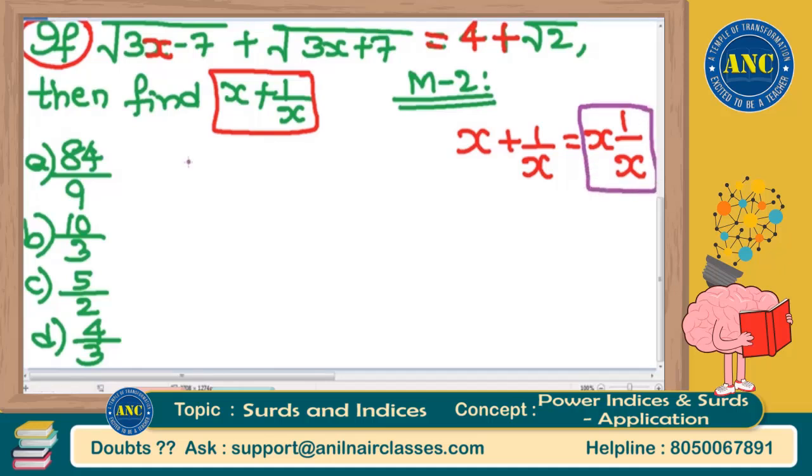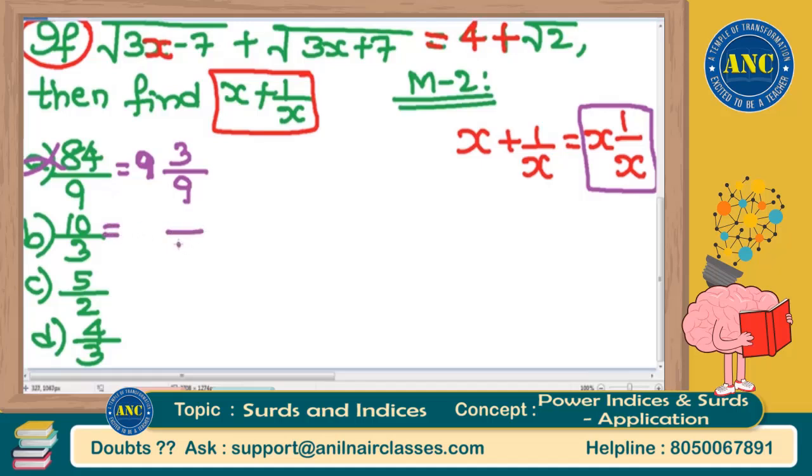Answer should be of the form x1 by x after converting to mixed fraction. 84 by 9: 9 into 9 is 81, so it is 9 3 by 9, which is x 3 by x. It is not x1 by x. That cannot be the answer.